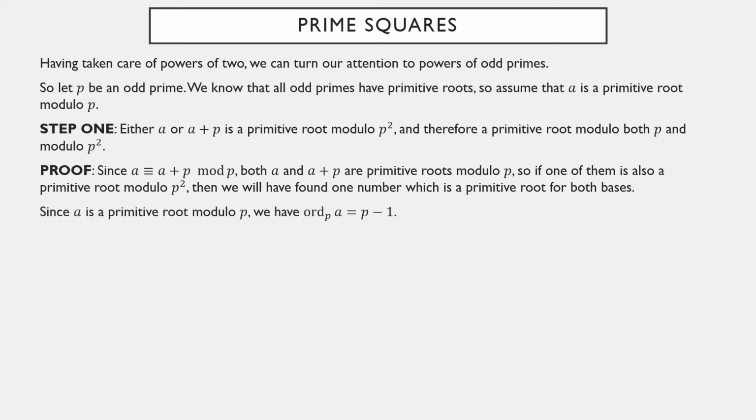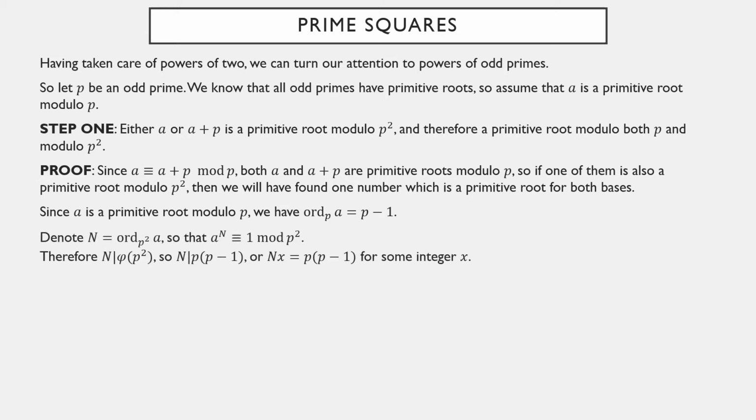a is a primitive root mod p, so its order mod p is p minus 1. Let's denote n to be the order mod p squared of a. I don't really know what this order is yet. I'm hoping that a might be a primitive root, but I don't know that for a fact. So I'm just going to let capital N be the order. So a to the n is definitely equivalent to 1 modulo p squared.